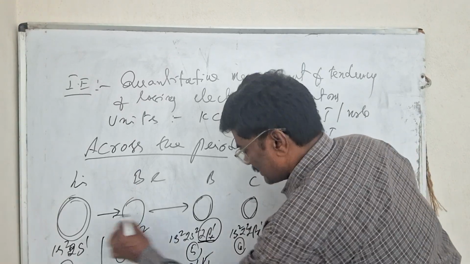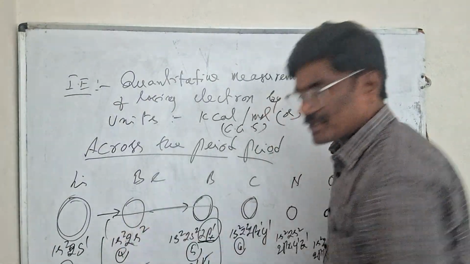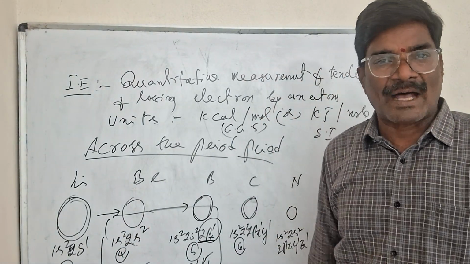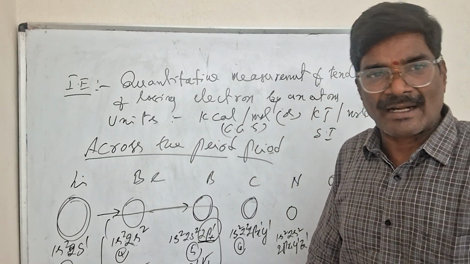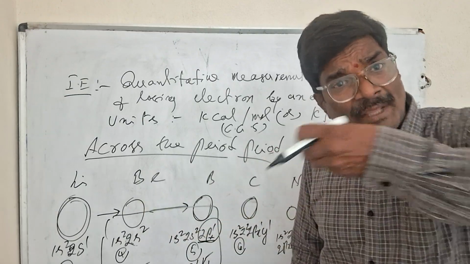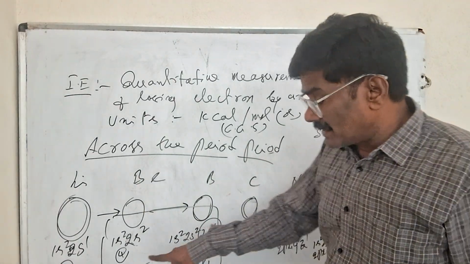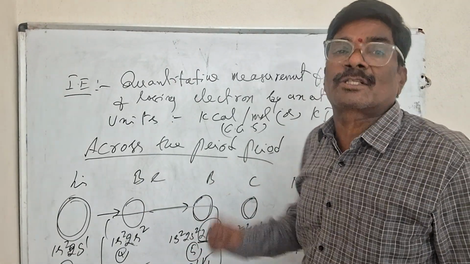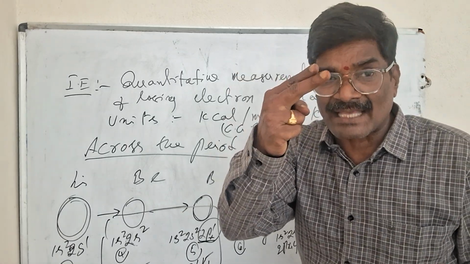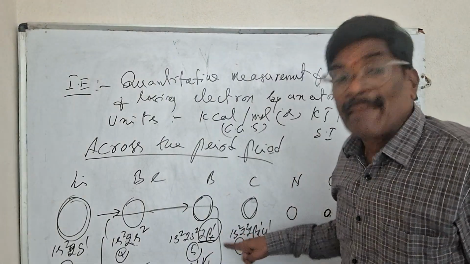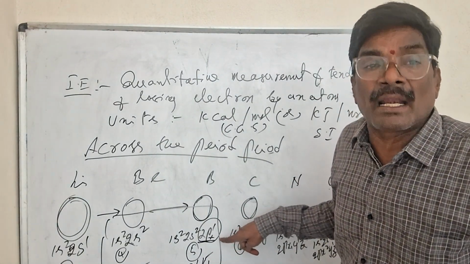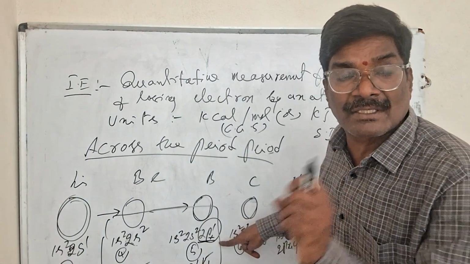This is the type of question asked in competitive examinations. What is the general trend? Left to right it should increase, but instead of increasing, it decreases. Why? Two factors are there. One factor is smaller size. Another factor is less penetrating electrons. P electrons are less penetrating towards the nucleus.